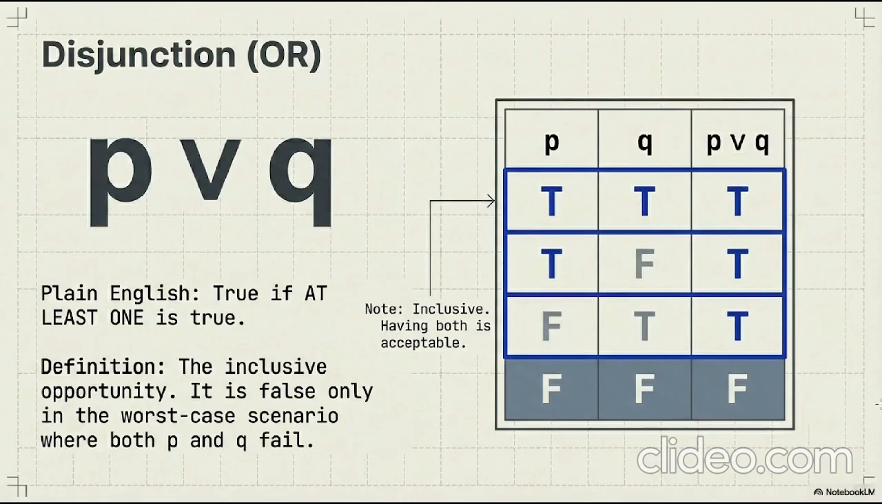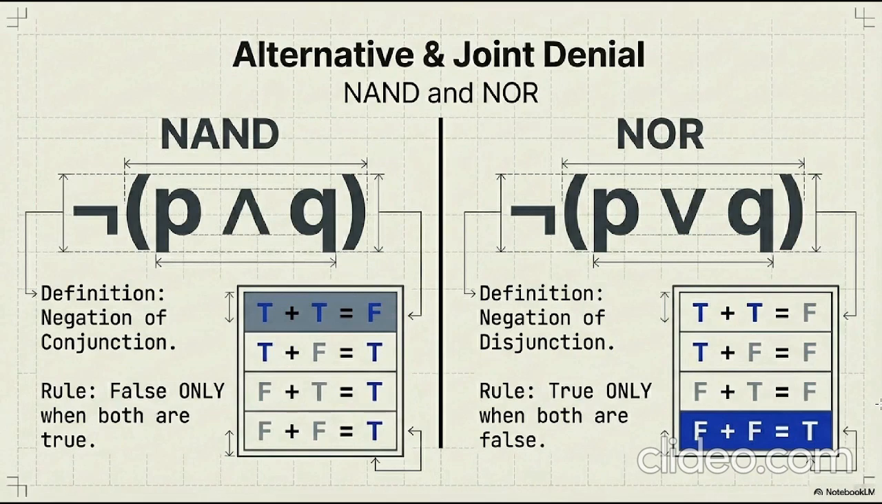Now let's explore two important variations, NAND and NOR. NAND is simply the negation of AND. It is false only when both inputs are true. In every other case, it is true. NOR is the negation of OR. It is true only when both inputs are false. These operators are extremely important in digital electronics because entire circuits can be built using just NAND and NOR gates.